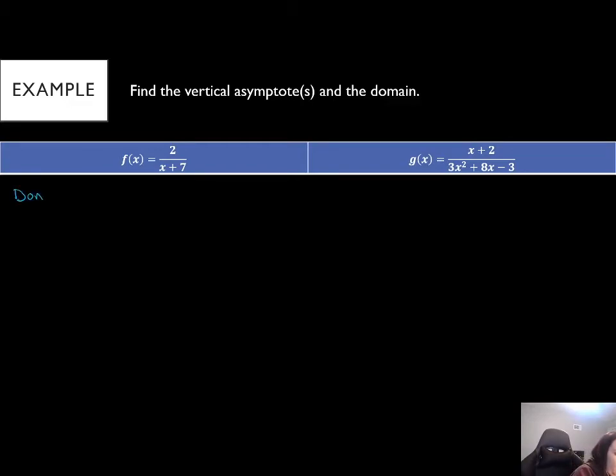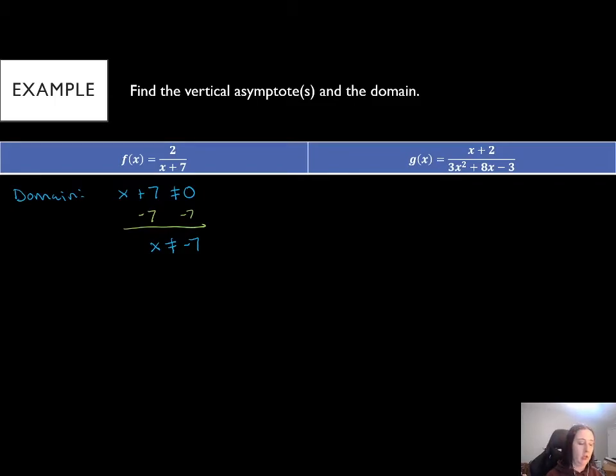So domain is where the denominator is not equal to 0. So the denominator cannot be 0 to find domain. So x plus 7 cannot equal 0. And so then I solve for x. And so this says that x cannot equal -7. So that means -7 is not in our domain.